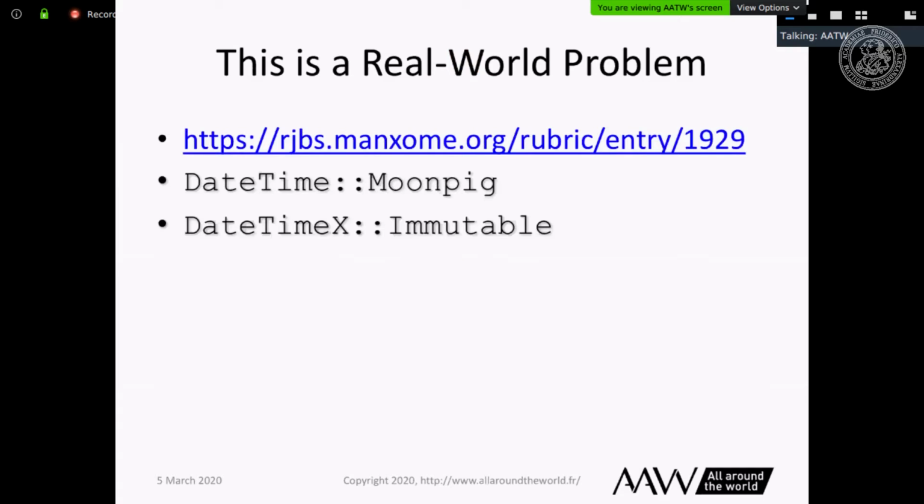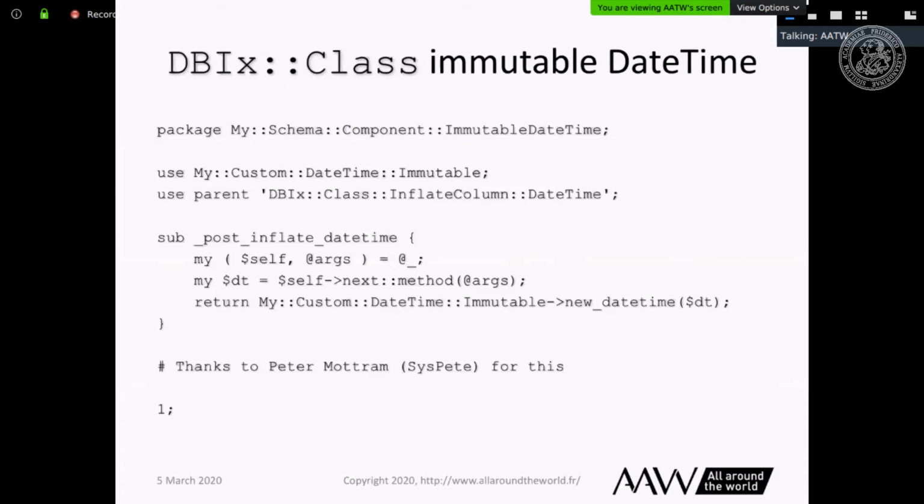So Ricardo posted a great blog entry explaining one of the issues he had with mutable state. That led to DateTime::Moonpig. There's now a DateTimeX::Immutable there. I've had to deal with immutability with quite a number of clients, and it's certainly a problem. So here's something you might want to consider. DBIx::Class, how many of you use it? Show of hands.